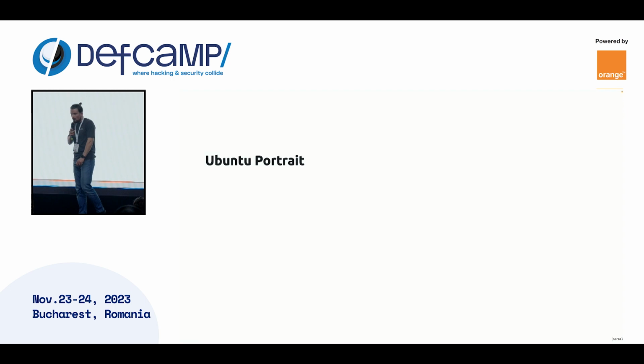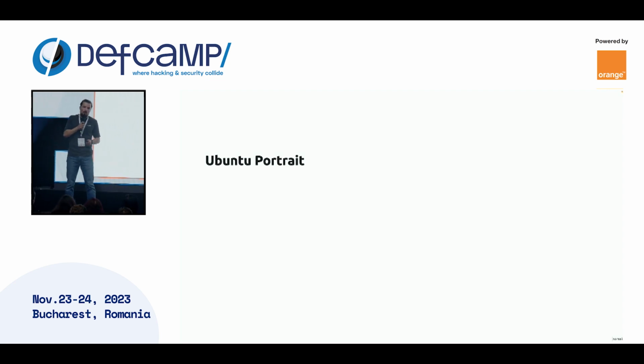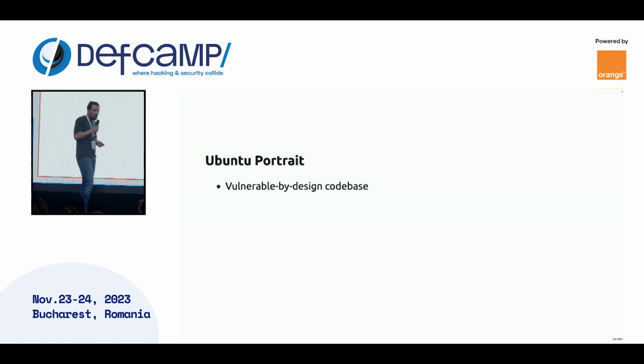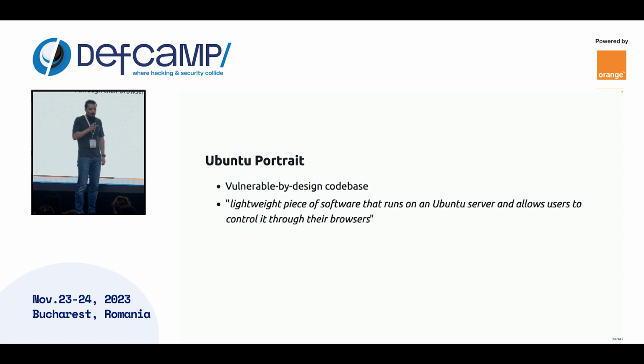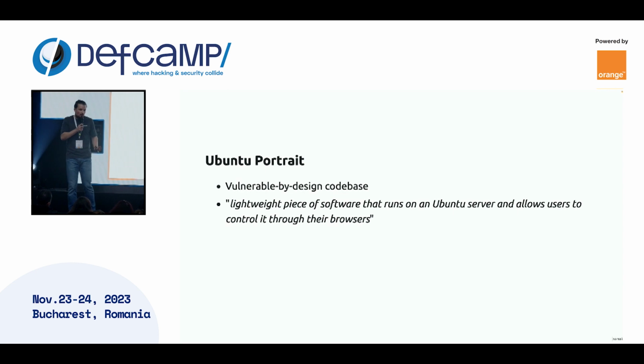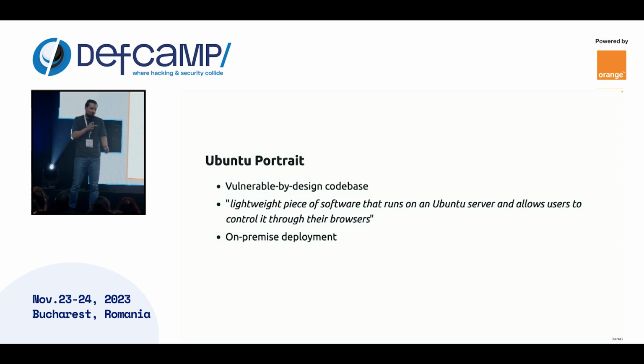In this workshop that I mentioned before, I developed an open source Goat-like application, namely Ubuntu Portrait. If you know about the Damn Vulnerable Web App or CloudGoat or anything similar to this, it's an application which is vulnerable by default, by design. It is meant to be a lightweight piece of software that runs on an Ubuntu server and allows users to control it through their browsers. And you may guess from this description that something may go wrong.